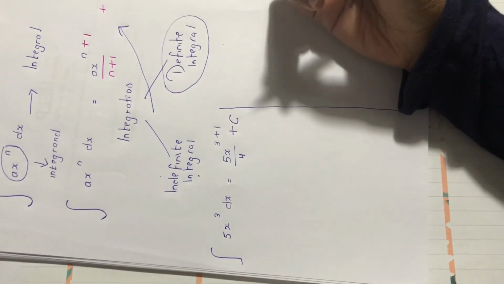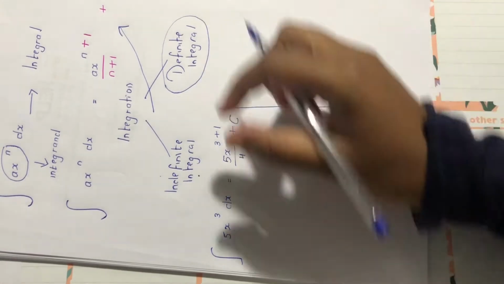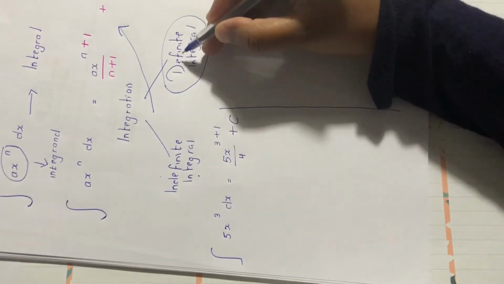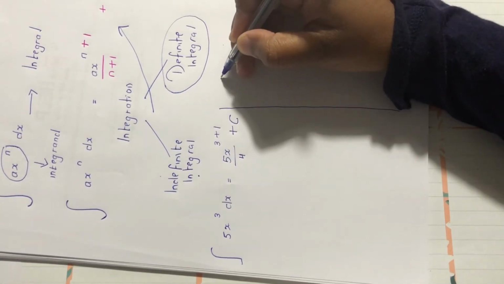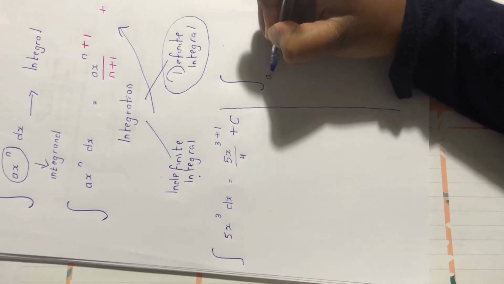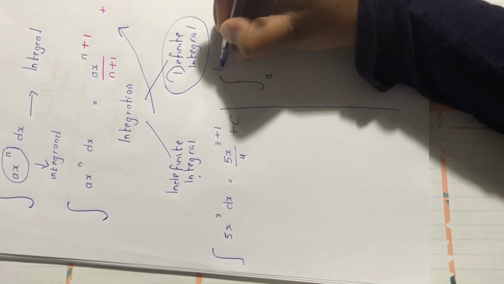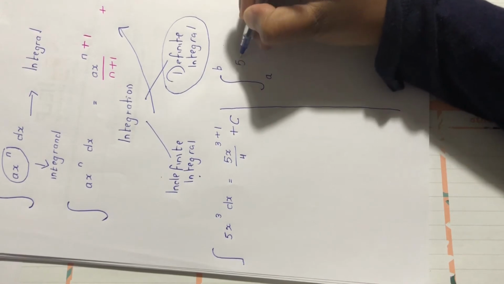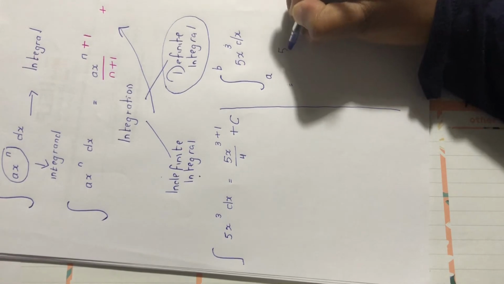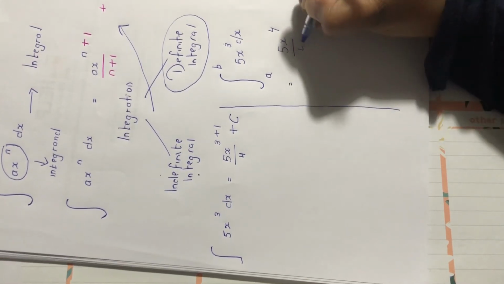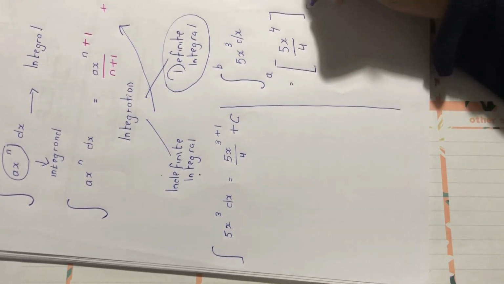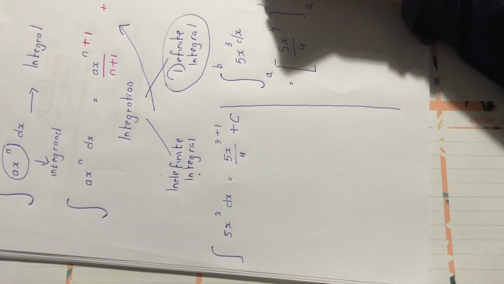Whereas a definite integral means you're given the boundary of this function. Here there are no boundaries, that's why it says indefinite. This one is definite, which means if I'm going to integrate this function, I'm going to have a lower boundary and an upper boundary. 5x power 3 dx is going to be 5x power 4 divided by 4, but this time it's going to be a definite integral between a limit a and limit b.